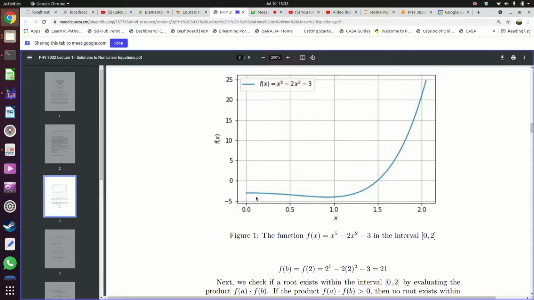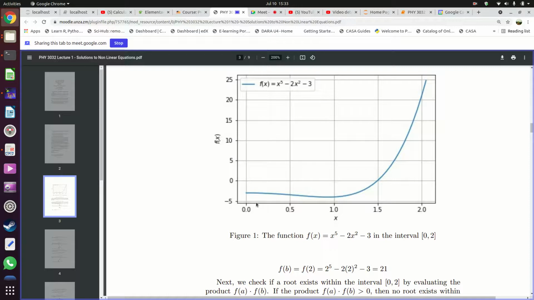I just wanted to ask how are we determining the interval? We just choose it. Yes, you have to choose an interval in which the function is going to cut the x-axis. As you can see, between 0 and 2, the function actually cuts the x-axis. Is that clear? Otherwise, if you choose something where the function doesn't cut the x-axis, you can't find the solution.